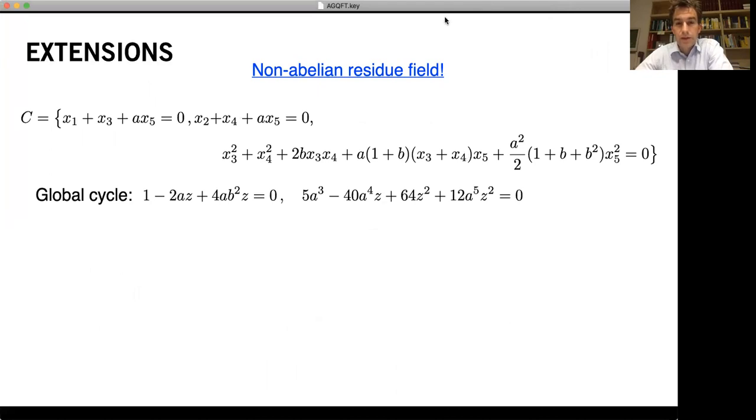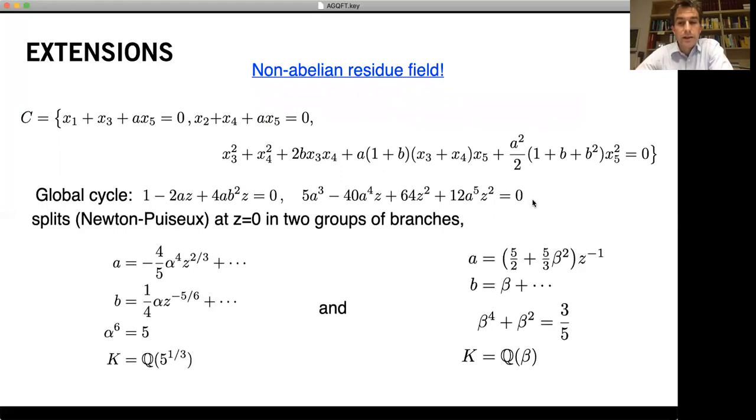So here's the example. There are some complicated equations, and here's this global extension of moduli. Z is the modulus, the parameter of this family, and then you have some extension here by A and B, and this extension splits, and so here you have two branches, one which involves this residue field, the cube root of 5, and here there's a biquadratic extension like this.